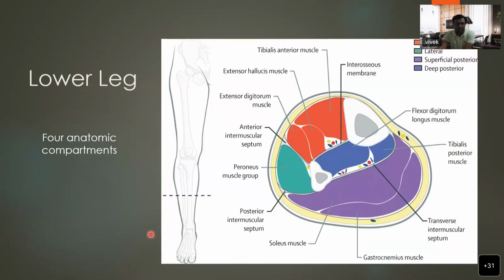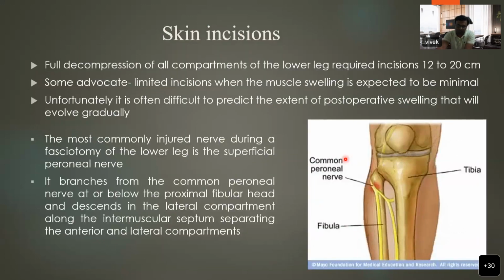Coming to basic anatomy of the lower leg, there are 4 compartments in the lower leg: anterior, lateral, the superficial posterior, and the deep posterior. For full decompression of all compartments of the lower leg, you need a fasciotomy of around 12 to 20 centimeters in length.